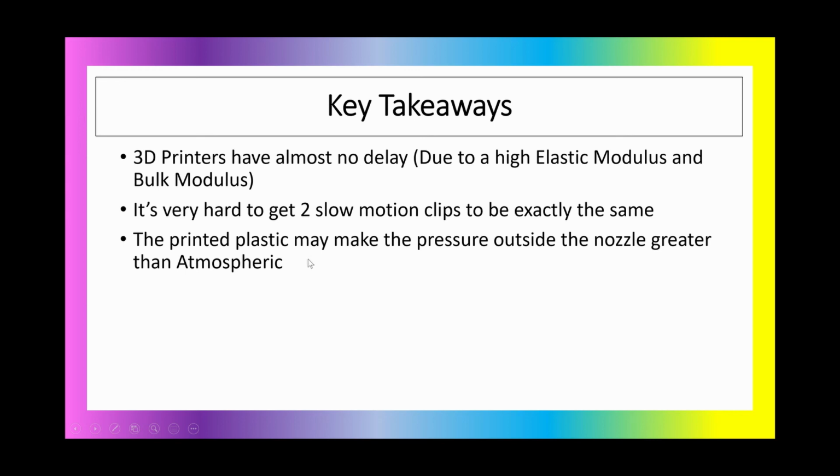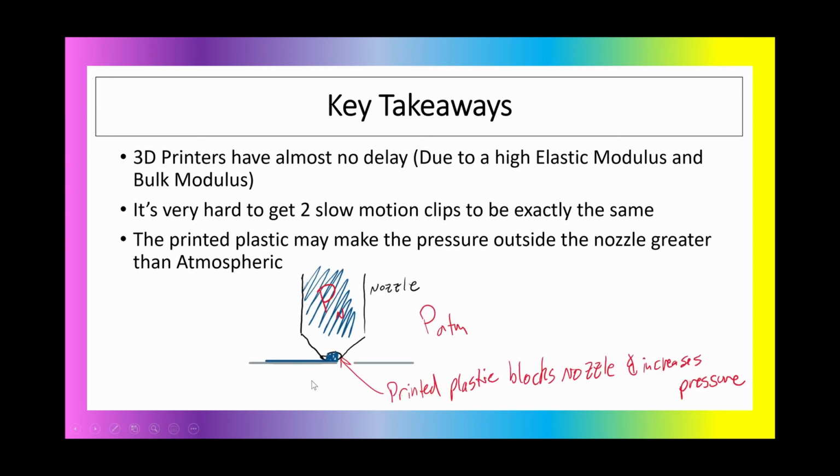And this last idea I had is that printed plastic that's already on the table may make the pressure outside the nozzle greater than atmospheric. Right here you can see that this plastic already on the table might block the nozzle and increase the pressure. This would mean that the pressure inside the nozzle has to increase even further before it would extrude plastic, meaning that the delay could be greater than in my model. So those are some things to think about as well.